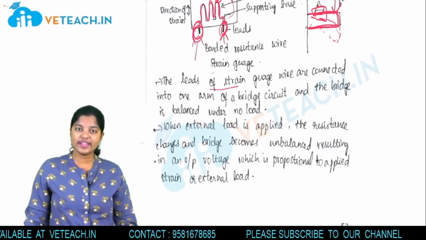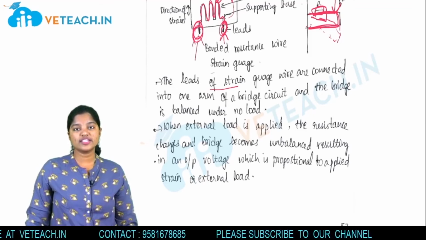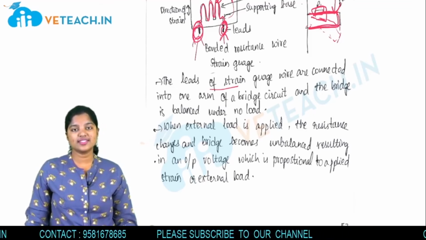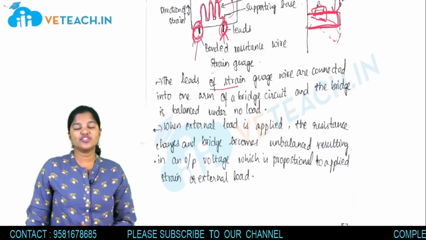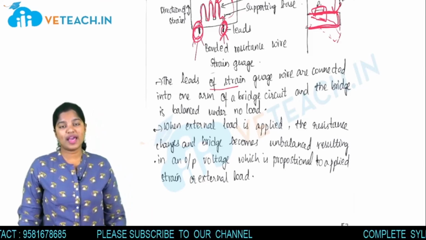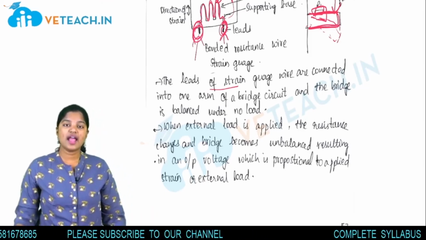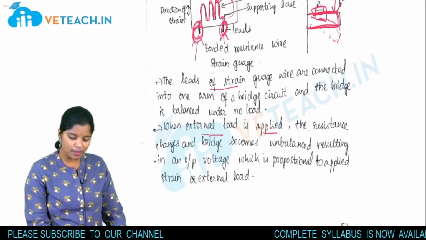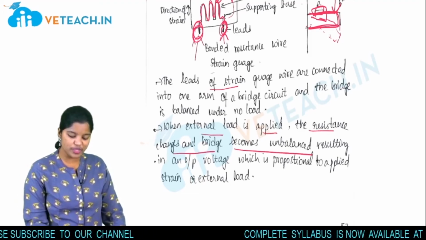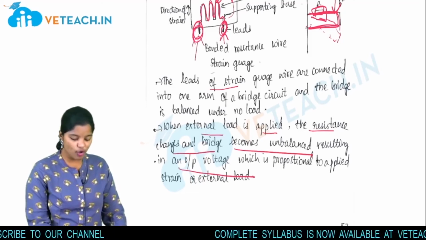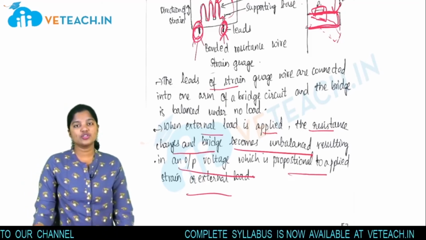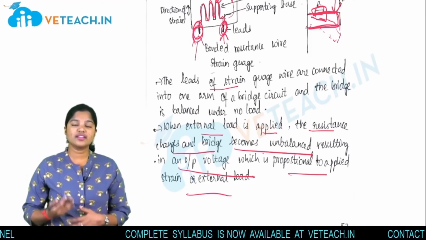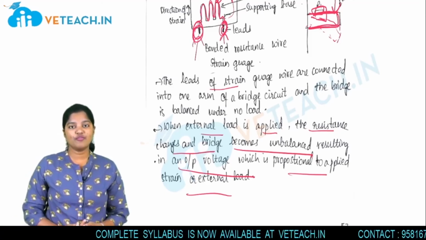Initially, the bridge will be in ideal condition, that is, no load condition, null position. Whenever a change occurs in the strain gauge resistance, correspondingly the bridge will change from balanced to unbalanced condition and an output voltage is produced. So, when an external load is applied, the resistance changes and the bridge becomes unbalanced, resulting in output voltage which is proportional to the strain or external load. So, whatever may be the strain, it gives the direct result in terms of voltage.